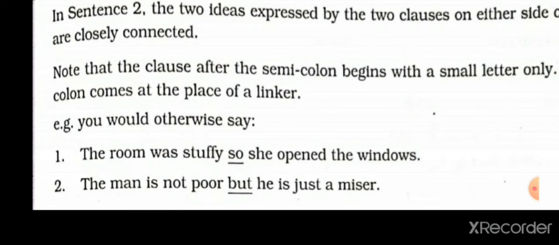We use a semicolon. For example, students, here you can see: the room was stuffy, so she opened the windows. The room was stuffy इसलिए उसने windows open की थीं. And beta, in the first sentence we have used a semicolon here. Okay, remove "so" and use a semicolon. Like this, students, we have used it in the first sentence. The room was stuffy; she opened the windows. The man is not poor; he is just a miser. Like this, students, try to use the semicolon. Okay, remember where to use the semicolon and how we should use it.